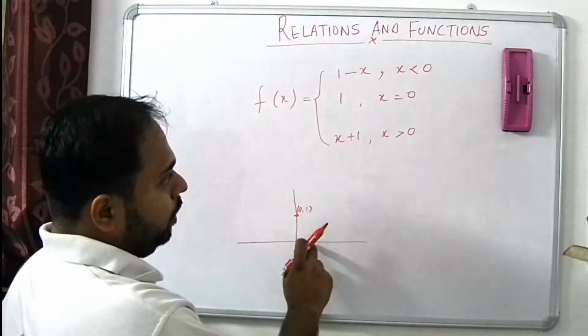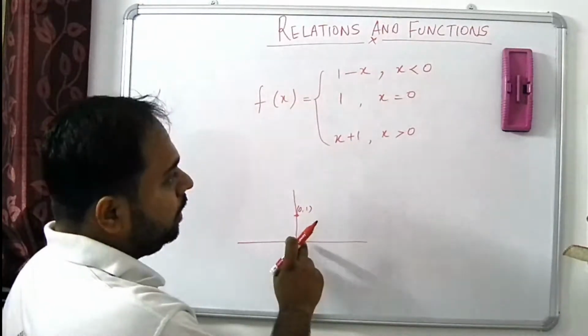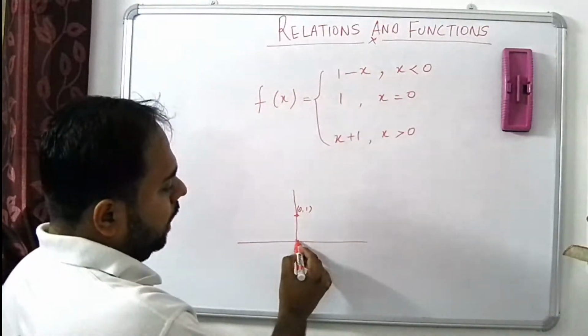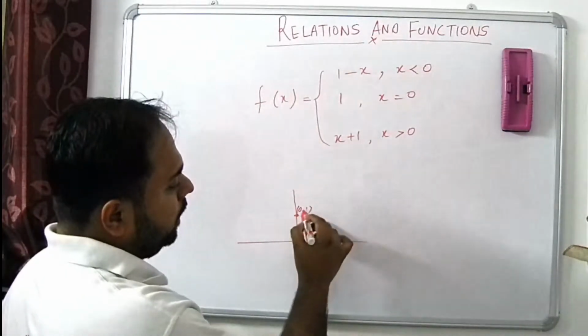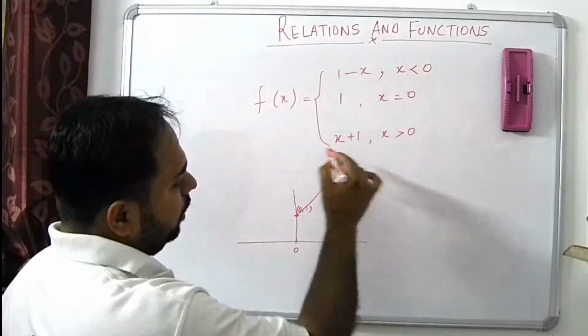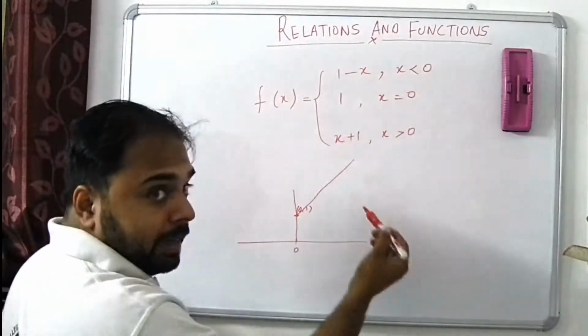So what does this mean? Whenever I am at like 0.1, the value is 1.1. So it's like starting from here. It's almost like this sort of graph here. And likewise, it's 1 minus x.